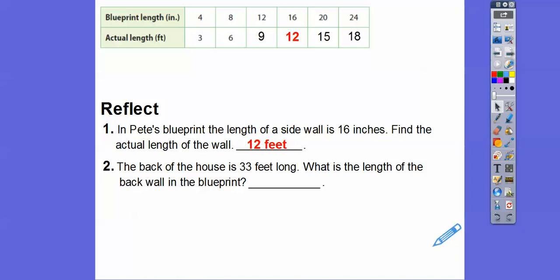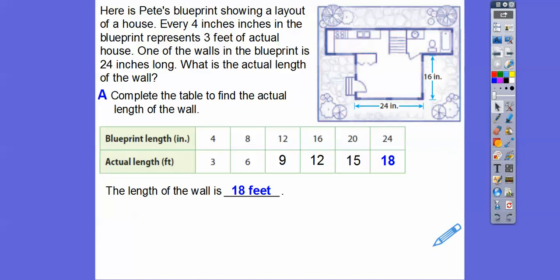Okay, so the back of a house is 33 feet. So that's this one right here. 33 feet. What's the length of the back of the wall of the blueprint? Let's go to that back of the wall. So it's right here. Here's the back of the wall. They're saying this is 33 feet. So on this map, how many inches is it going to be? Remember, every 4 inches is 3 feet.